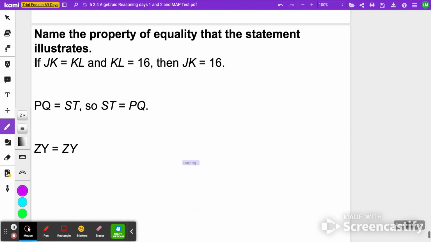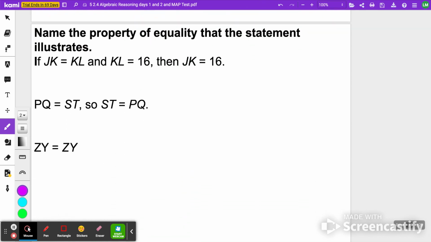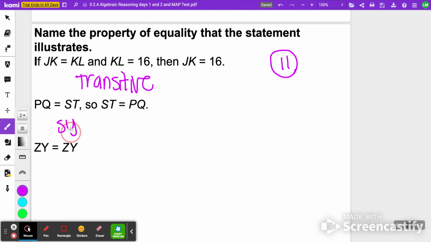Okay. Name the properties of equality that this statement illustrates. Again, let's take time now here to pause the video, try this on your own, and when you're ready, click play. So if JK is equal to KL and KL is equal to 16, then JK is equal to 16. This would be a part of the transitive because you took a conclusion from one thing and applied it to the hypothesis of another. This next one is symmetric.